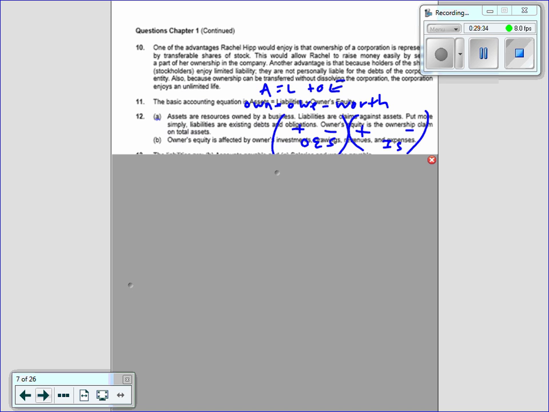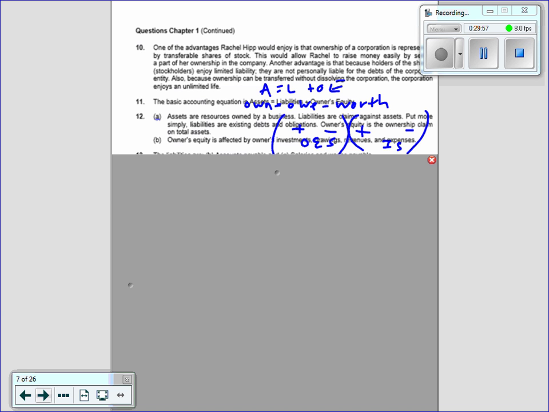B. Do we owe it? I'm going to say it in order. Do we own it? Do we owe it? Or is it our worth? We owe it. Accounts payable means it's some business that we eventually have to pay. So we must owe on it right now. That's a liability.